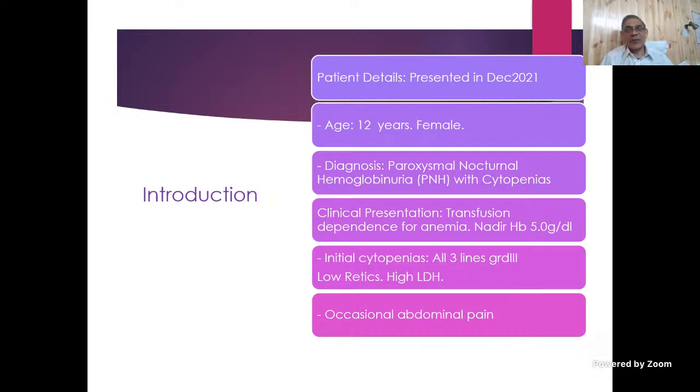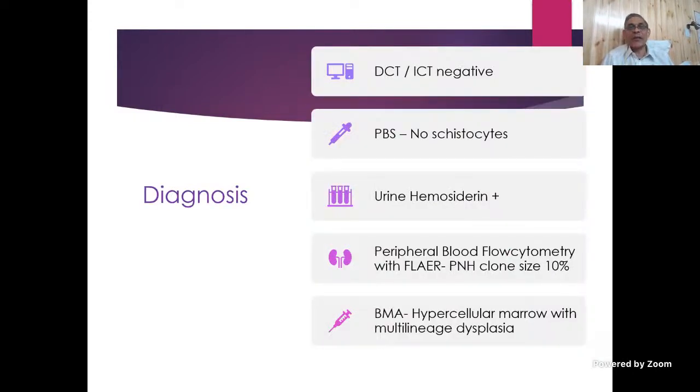And what I found was that it was not just hemoglobin. She had cytopenias in all three cell lines. The retics were low, the LDH was high, and she did give a history of occasional abdominal pain. DCT and ICT were all negative, no schistocytes, hemosiderin was positive. So straight away we got a flare, and it showed a PNH clone size of 10%. Marrow was done. It was a hypercellular marrow with multilineage dysplasia. So it was a clear-cut MDS with an overlap of PNH.